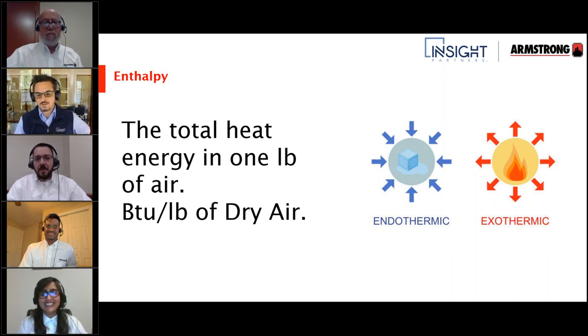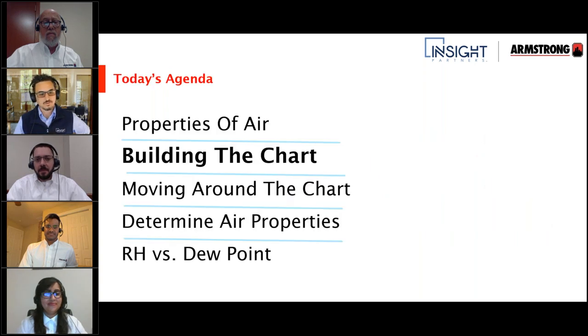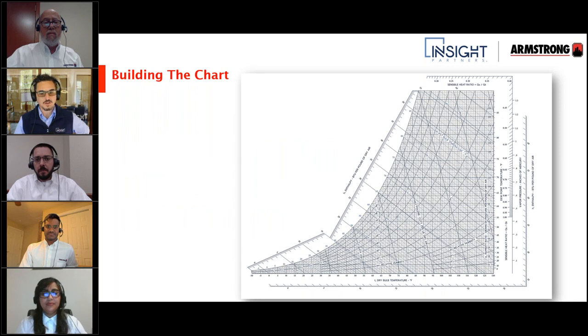Okay, all right, we're moving along to our next section. We talked about the properties of air. Now we're going to talk about building a psychrometric chart, how this all comes together. At first you look at this and it's extremely busy, and a lot of people don't know where to start, and it's a little bit overwhelming, but we're going to break it down in a real simple form so that even if you're new, it's really easy to understand.